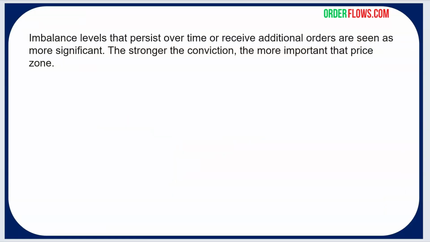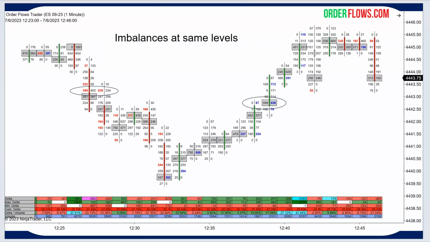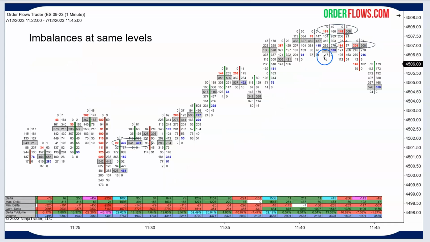Now, imbalance levels that persist over time or receive additional orders are seen as more significant. The stronger the conviction, the more important that price zone. So, for example, imbalances at the same levels. Boom, boom. It's continuing. Buying imbalances at the same levels here. Those are strong. So it's telling you it traded there, and you still have that aggressive buying taking place over a couple bars.